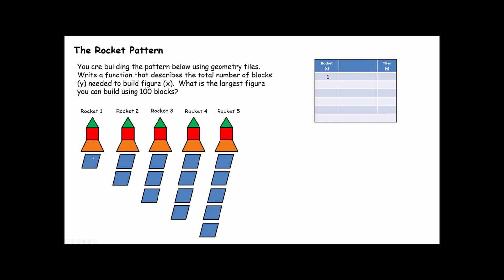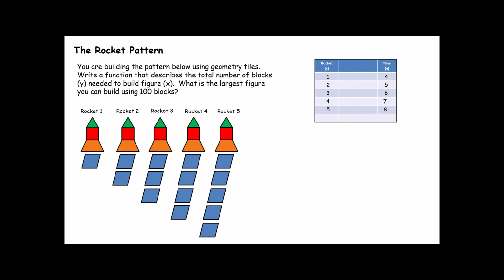1, 2, 3, 4 tiles. Rocket 2 is 1, 2, 3, 4, 5 tiles. Rocket 3 is 1, 2, 3, 4, 5, 6 tiles. And rocket 4 is 3, 4, 5, 6, 7 tiles. And rocket 5 is 1, 2, 3, 4, 5, 6, 7, 8 tiles. Rocket 5 is 8 tiles.